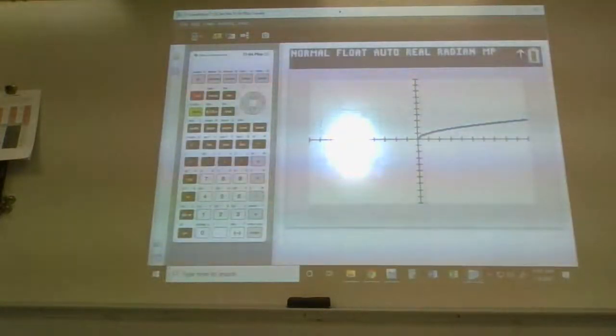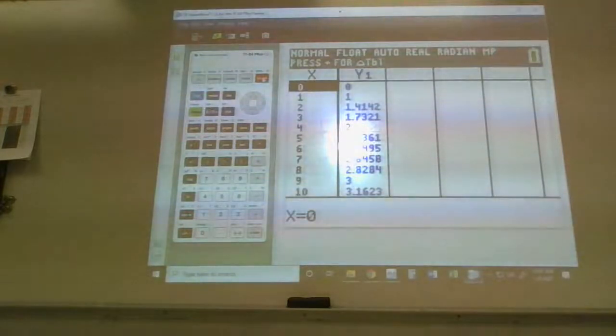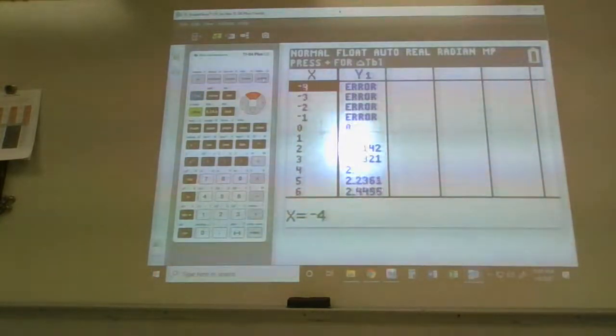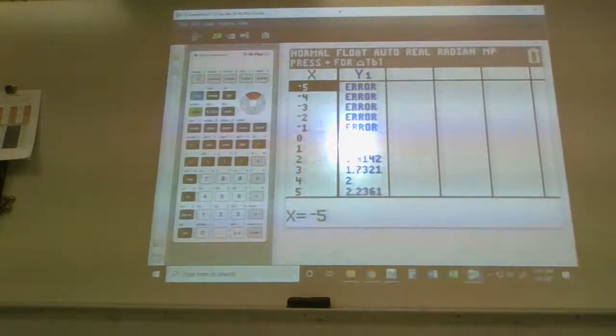Furthermore, look at my table of values that I got up here. Let me go back a little bit into this table of values. What the heck is that? I mean, I know they're errors, but what the heck? Why are there errors?